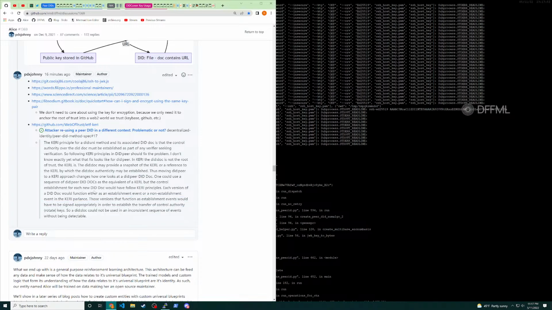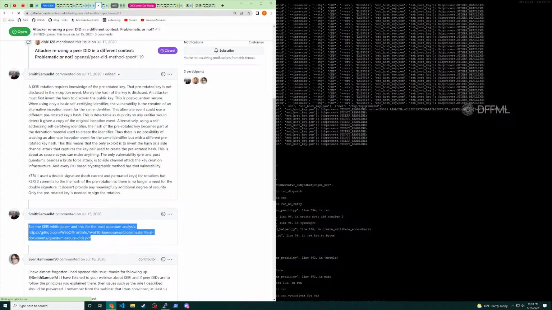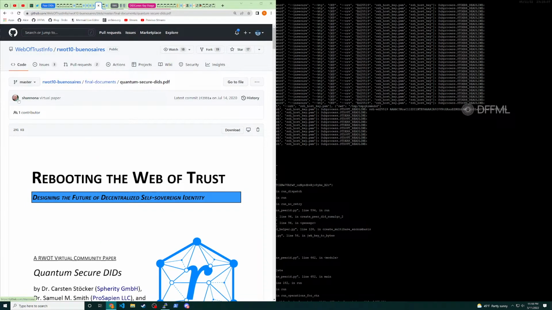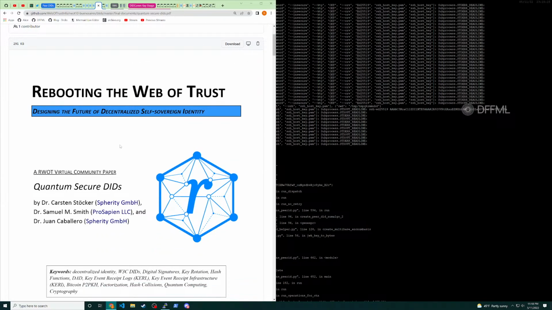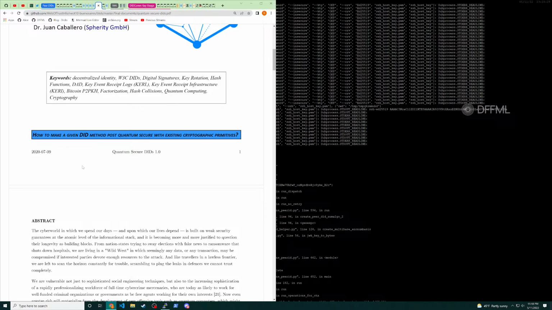Okay, yeah, I talked to Matt about key revocation stuff earlier today, and this sounds like it's what it's hitting on. So we need to read this thing. What is this? Quantum secure DIDs, perfect. How to design a given DID method post-quantum secure with existing 2020.